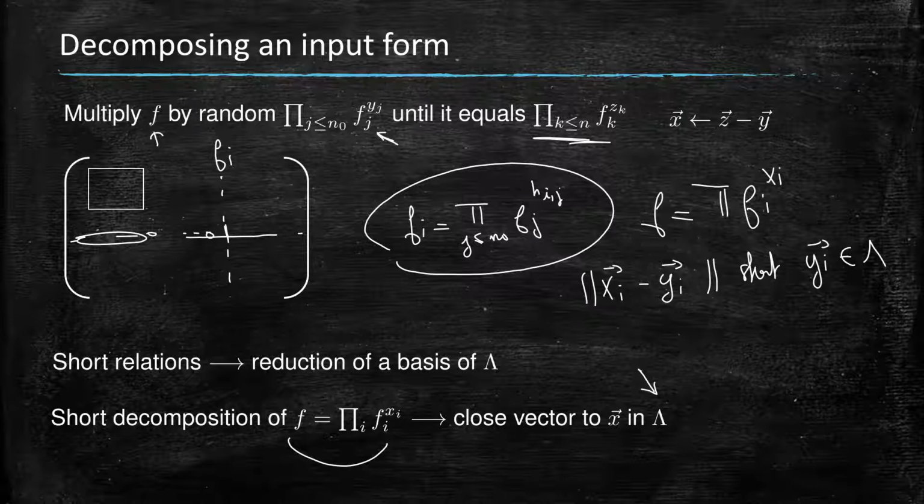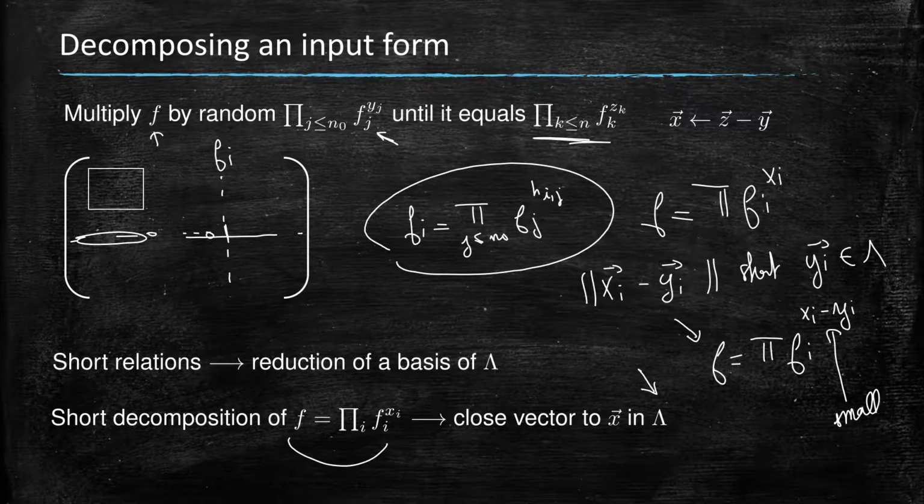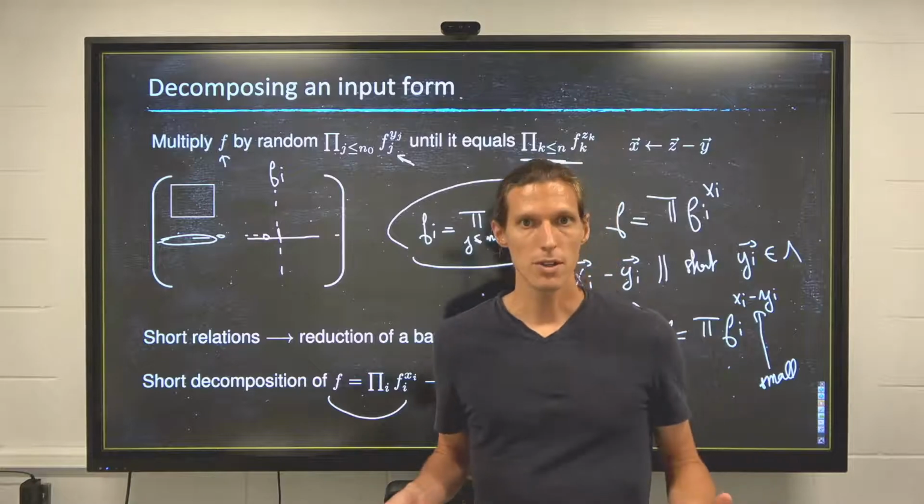Then f will also be equal to the product of the fi to the xi minus yi, and the difference is those powers are hopefully going to be small, if we found a vector that was short enough. So what we're talking about here is finding close vectors in the lattice of relations. Okay, so it's a bounded distance decoding problem, which in general is hard.